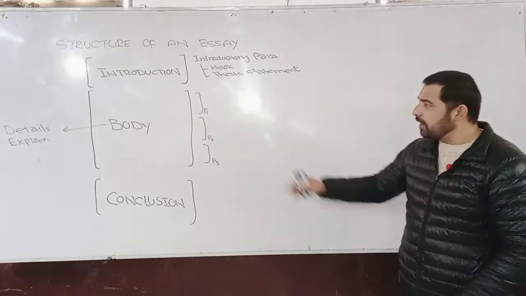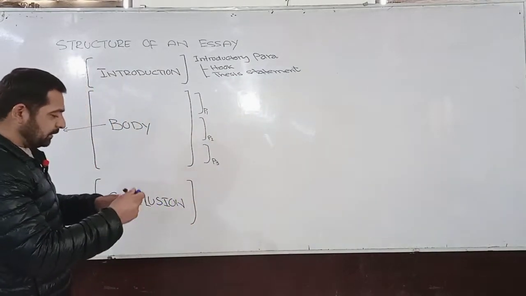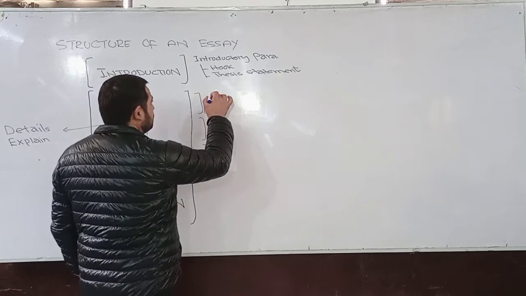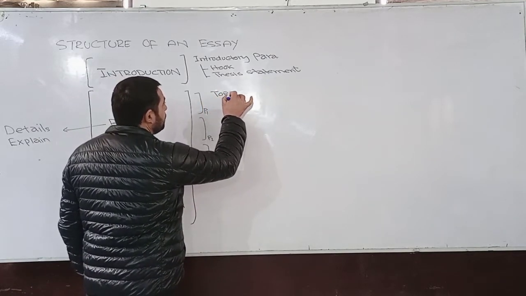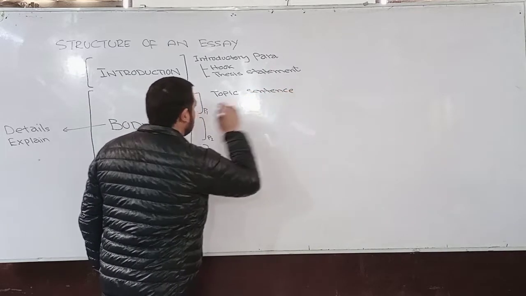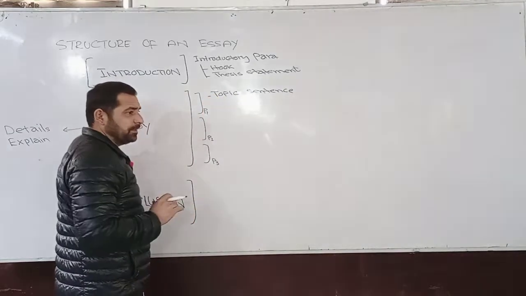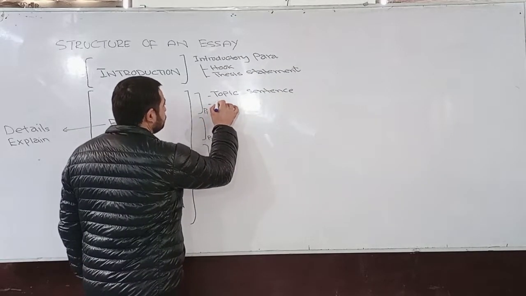Got it? So now let me tell what happens in each para. In the body, each para starts with a topic sentence. All right, so you need a topic sentence to start each paragraph. Then you need what?